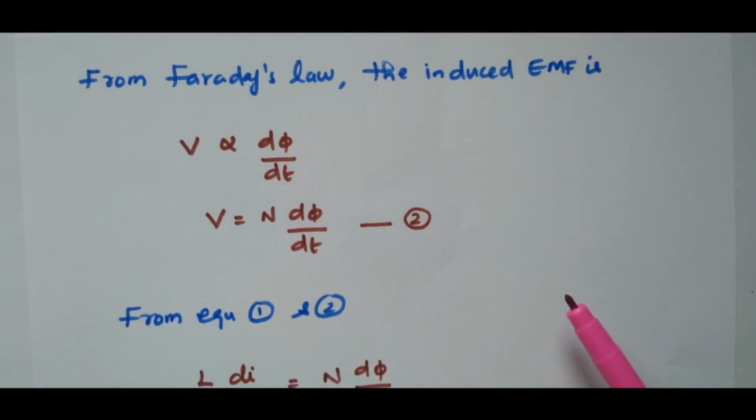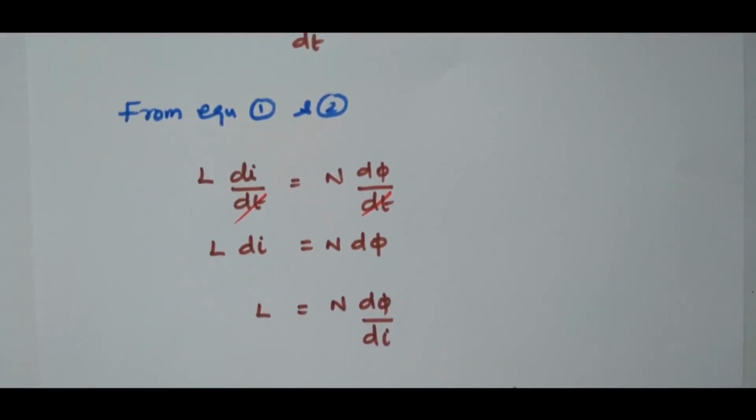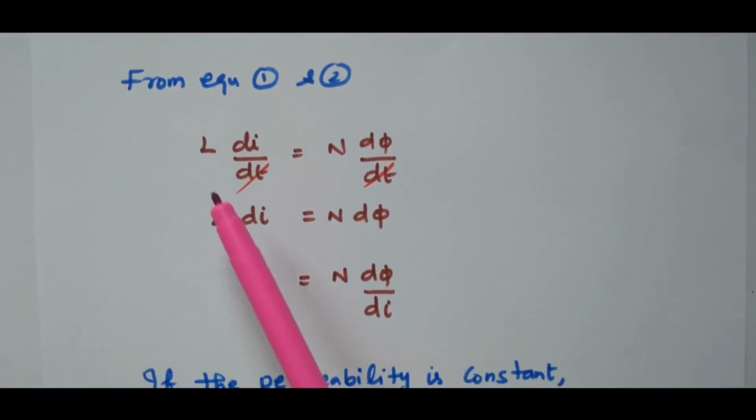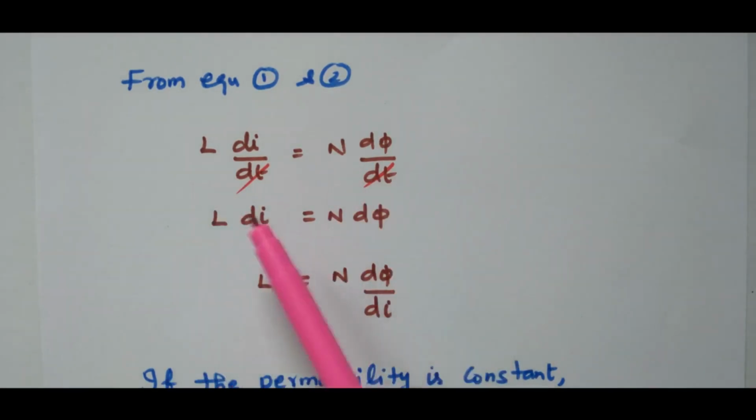So, we have one equation: V is directly proportional to L di/dt. Equation 2 is N dφ/dt. So, the left hand side is equal, so we can equate the terms available in the right hand side, right? So, from equation 1 and 2, we can equate L di/dt equal to N dφ/dt, because the left hand side is equal. So, the terms in the right hand side are equated.